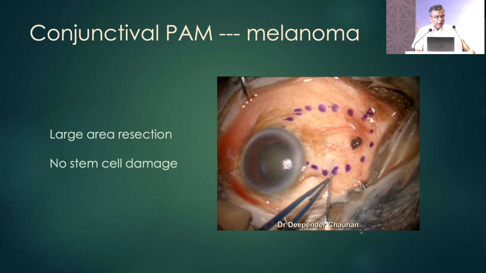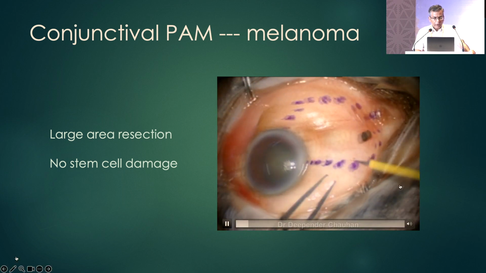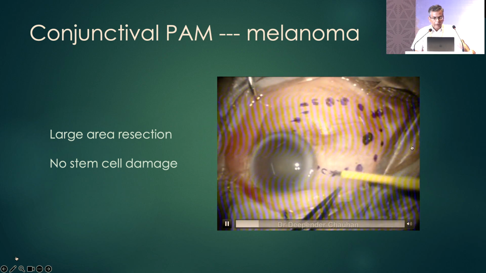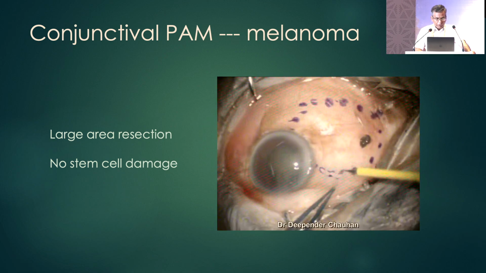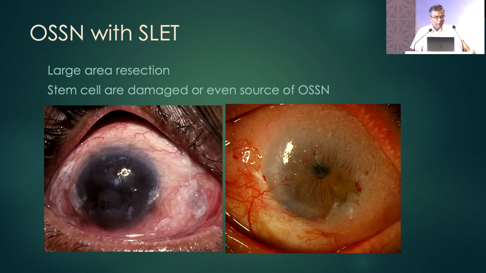So the simple indications we described: if you have to remove a large tumor, the large bare area is covered with amniotic membrane. I'll skip that video because it was just the basic video on how to place an amniotic membrane.